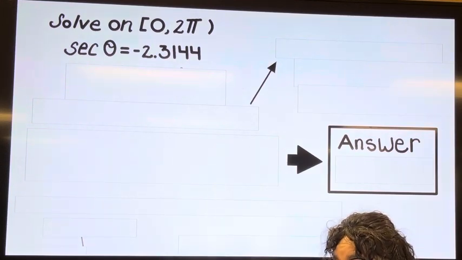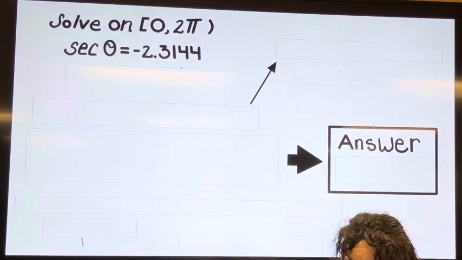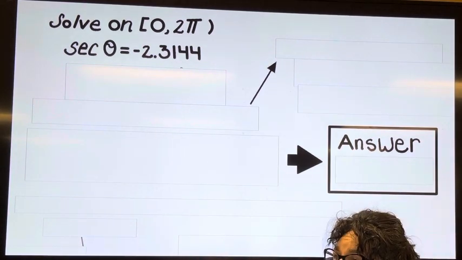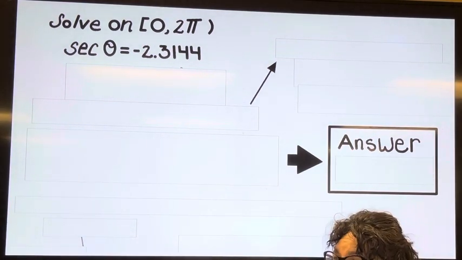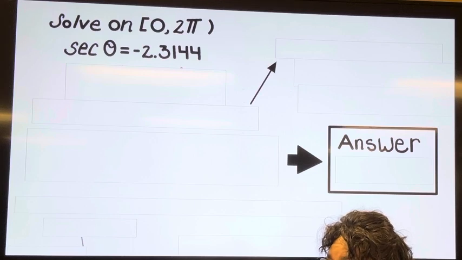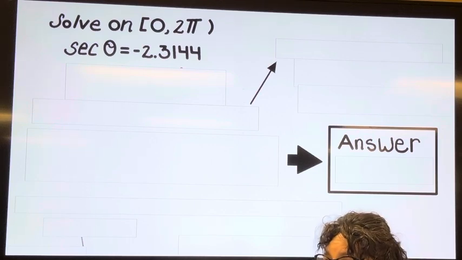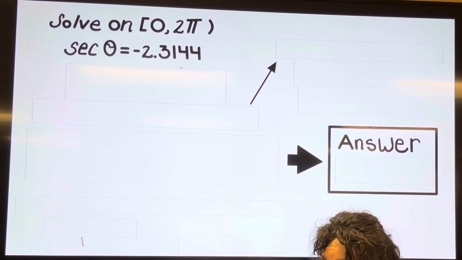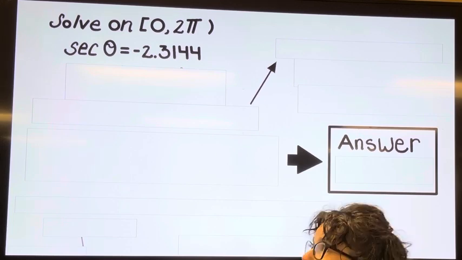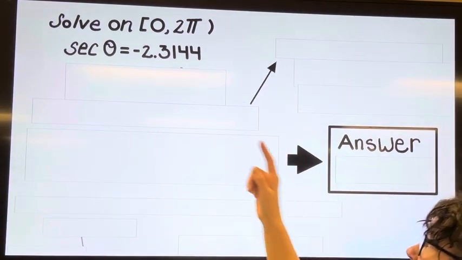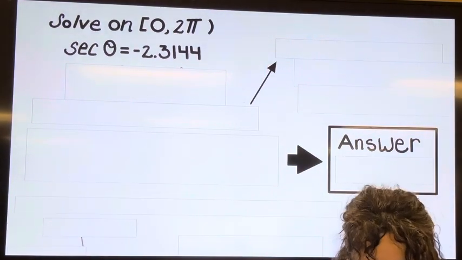secant is cosine. So secants turn into cosine. The reciprocal of cosecant is sine, so cosecants get turned into sine. And then cotangent's reciprocal is tangent, so any cotangent gets turned into tangent. So this particular one, we're going to be able to turn secant into its reciprocal cosine.